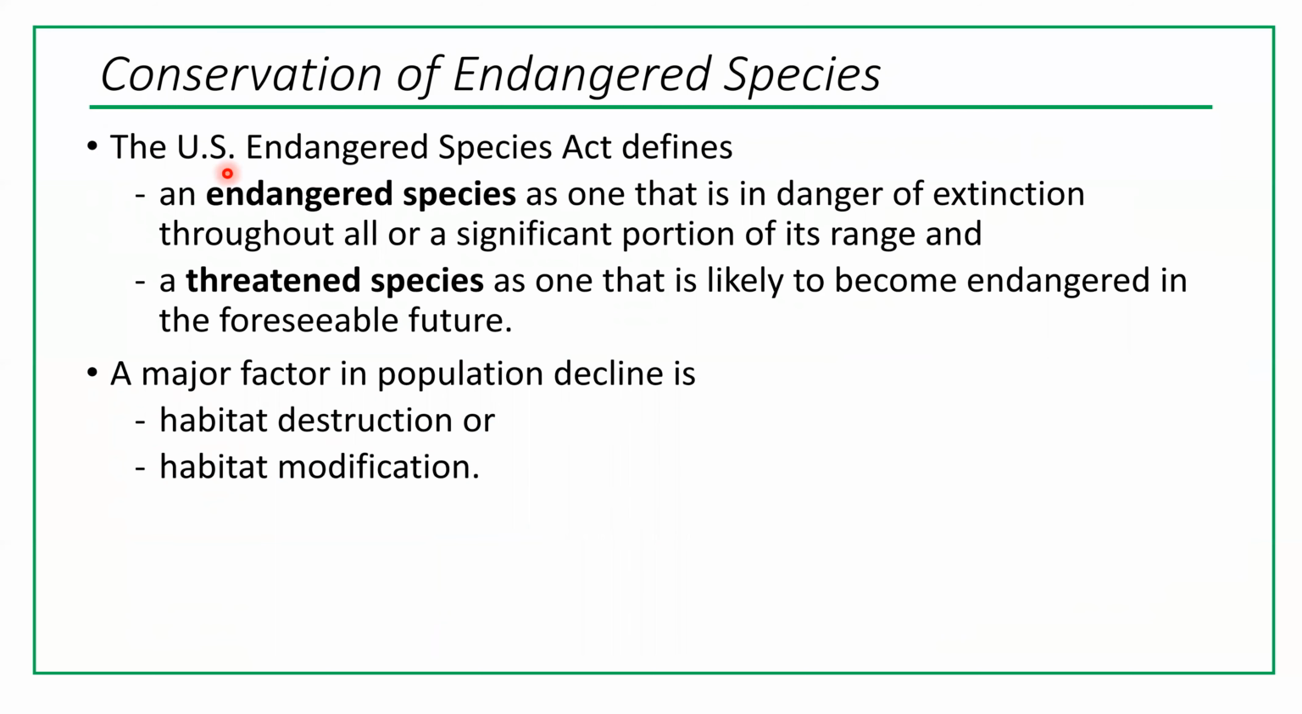Okay, so in the US Endangered Species Act, endangered and threatened species are defined. Endangered species are ones that are in danger of extinction throughout all or a significant portion of their range. And a threatened species is one that is likely to become endangered in the foreseeable future. So a major factor in population decline is habitat destruction and habitat modification.